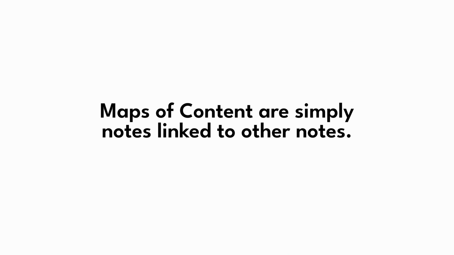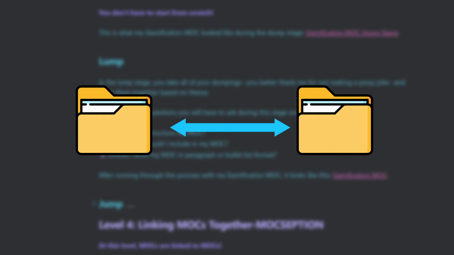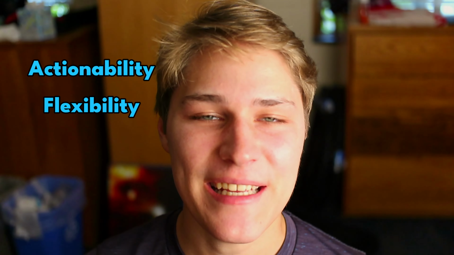The solution is to create what fellow PKMer Nick Milo calls maps of content. Maps of content are simply notes linked to other notes. And because we make them from links, we can link between folders. By creating maps of content in Obsidian, you have the actionability that Para creates with the flexibility that maps of content give.